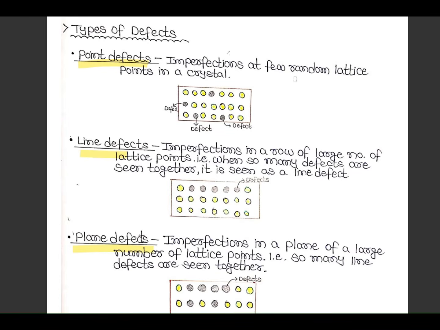The imperfection at a few random lattice points in a crystal is represented by point defect. You can see that at random places, some of the atoms are missing. Now line defect: imperfection in a row of a large number of lattice points. That is, when so many defects are seen together, it is a line defect. You can see that the yellow ones are the atoms and the black ones are the missing atoms. So the defect is in a row, so it is a line defect.